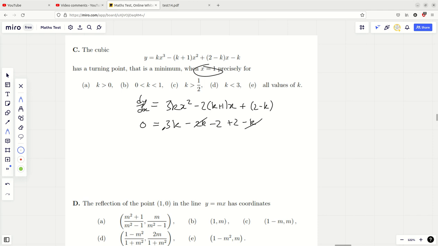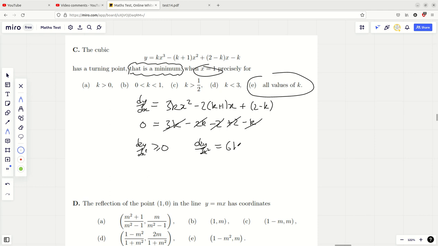Now watch this, that cancels, and they're trying to lure you into putting down all values of k here. But if you're somebody like me as well, that's the kind of thing you would do if you don't read that bit: has a turning point, that must be a minimum. Well, if it's a minimum, then the second derivative is going to be greater than or equal to 0. And the second derivative here is equal to 6kx minus 2k plus 1. I've just differentiated this again. Okay, and we want this to be greater than or equal to 0.